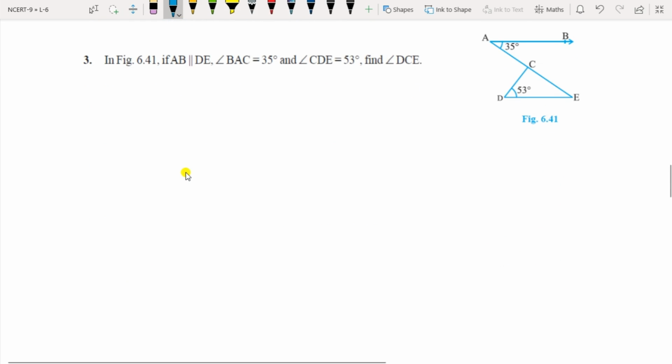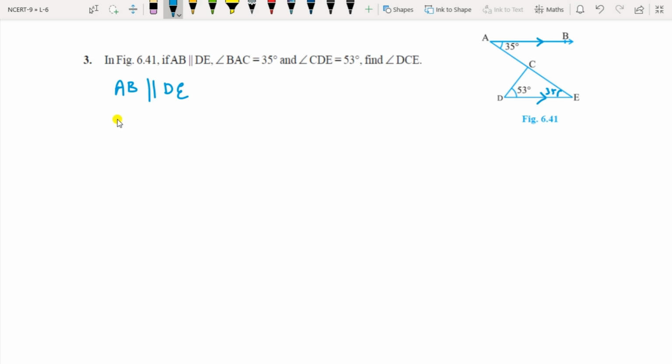Question 3 is, this is a triangle and the line is extended and this is parallel to DE. Okay, so AB is parallel to DE here. This line is parallel to this line. Okay, now you can see Z, inverted Z here. So if this is 35, this one angle will also be 35 here.